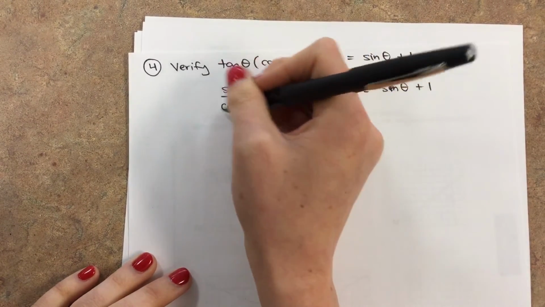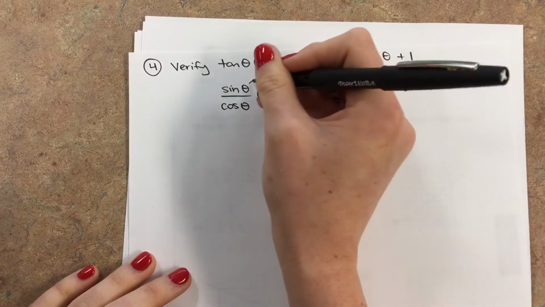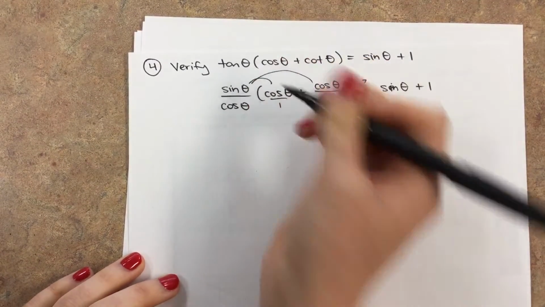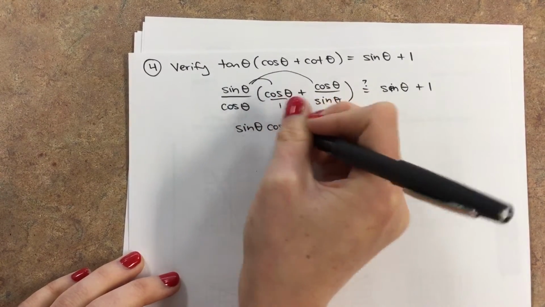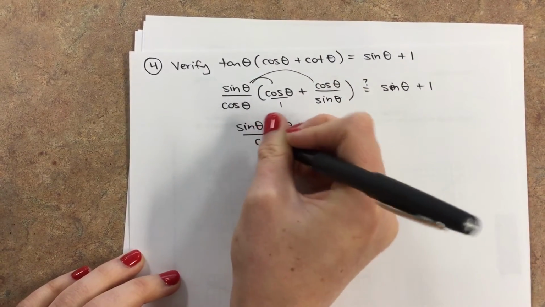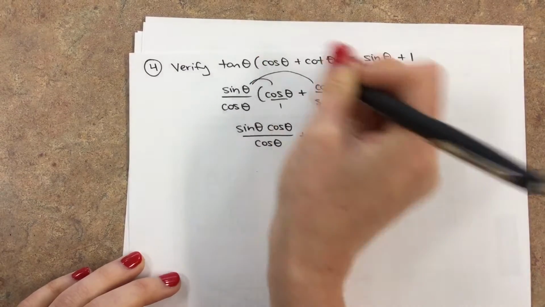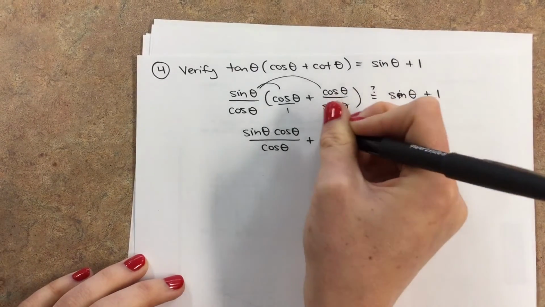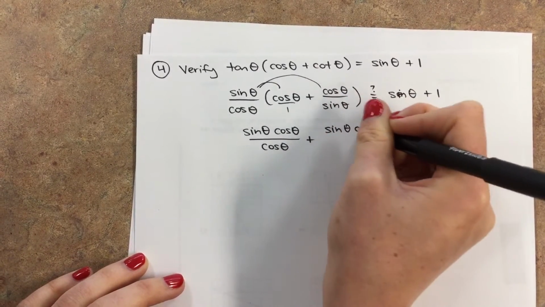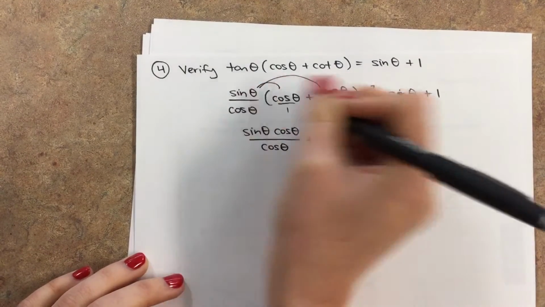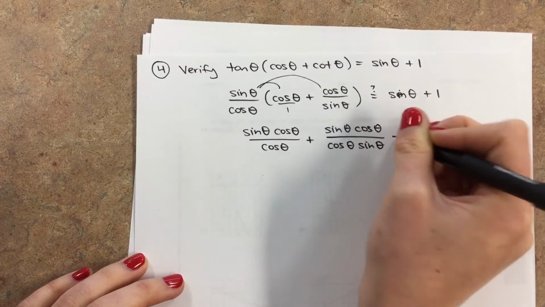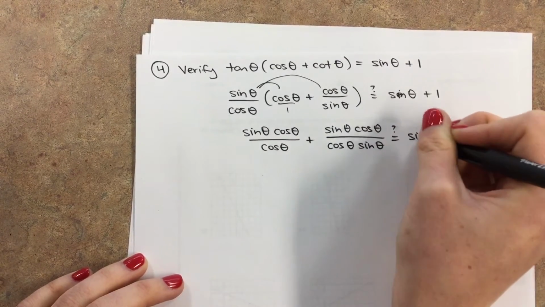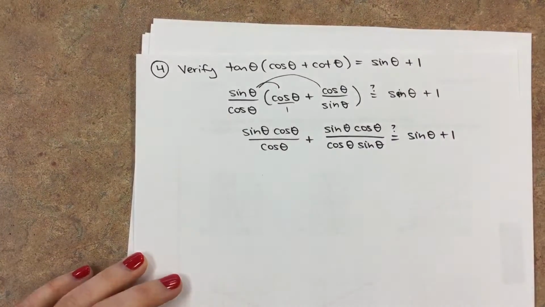I'm going to take this term right here, and I will distribute it to both of these pieces. So distribute here, and I get sine times cosine, and then just over cosine. Plus, and then do the same with this one, sine times cosine over cosine times sine. So that's my left-hand side. It still seems pretty messy, but I'm trying to find out if it's equal to sine plus 1.